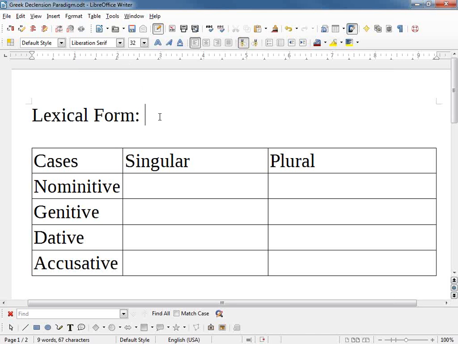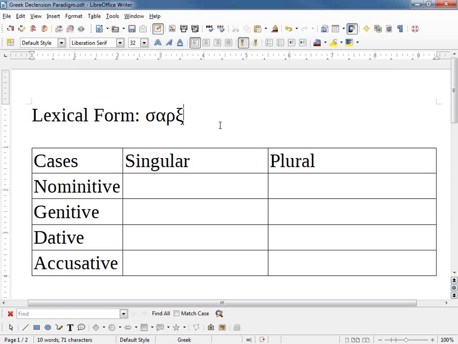Okay, so I'm going to show you now a velar example. The word is spelled as so: a capitalized sigma, I apologize for that, sigma, alpha, rho, kasi.